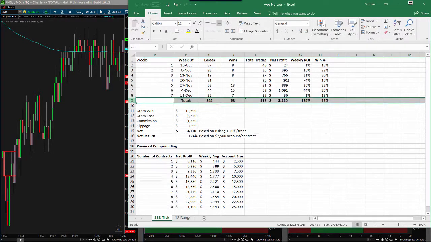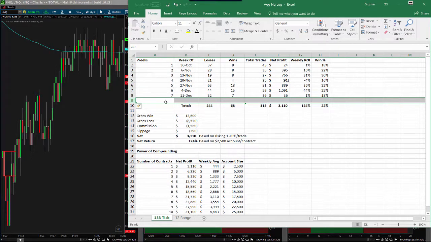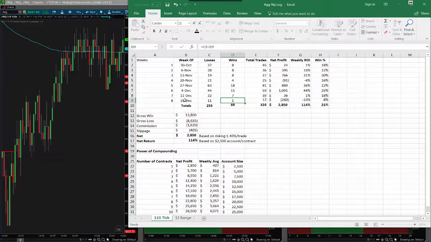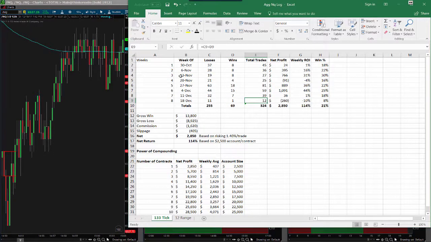So let's plug this in here. Let me add in another row. So this is going to be week number 8, 12-18. So 11 and 1. Okay, so on a $2,500 account, that's a 10% down day. So that's not insignificant. It's a tough day. But again, tough day in the market.